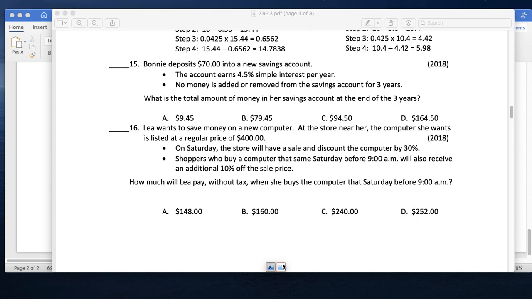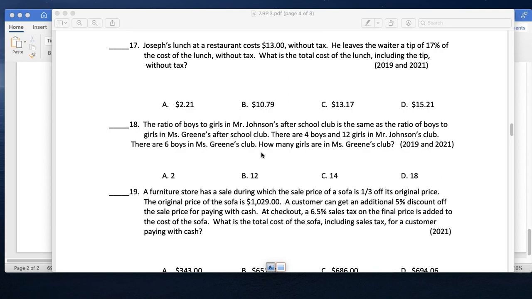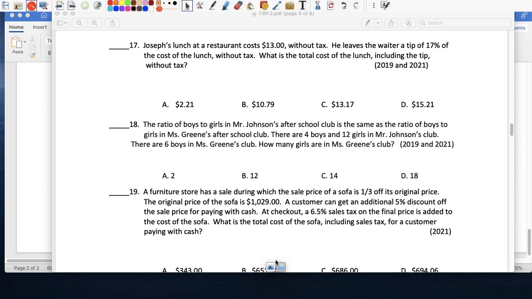$17. Lunch is 13 without tax. Tip, sorry, the tip is 17%. What's the total cost of the lunch? So there's no tax, for whatever reason. So 13, you put a tip of 17%. We can just do this like that, right? Because we don't have to worry about tax. So 13 times 1.17, and our final price is 15.21.